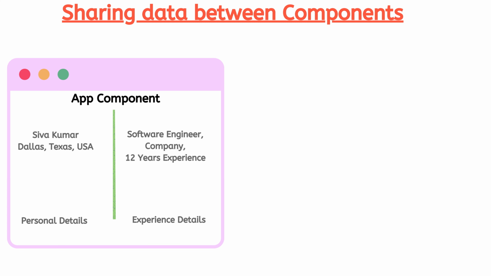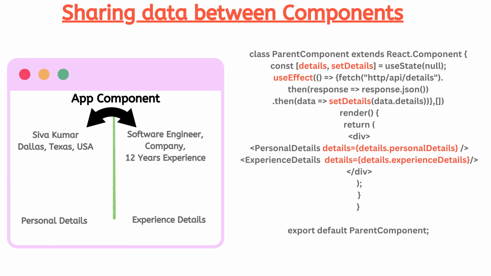To share the data from the parent component to the personal details component as well as the experience details component, all we need to do is use useState with details and the setDetails method, and useEffect, of course, to make the API call to get the data. Once we get the data, we are setting it using the setDetails method, so that details will have all the data.